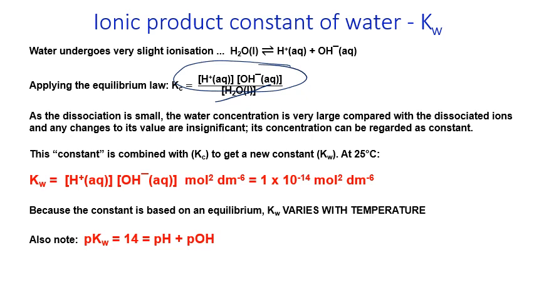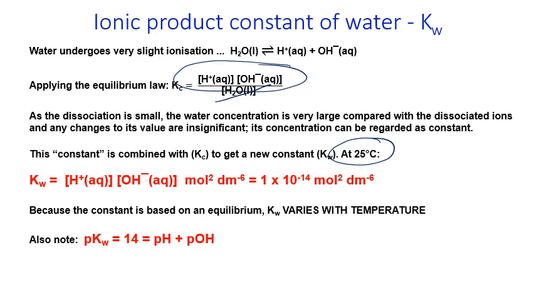So that means that the constant is combined with Kc to get a new constant, Kw, at 25 degrees. So it is temperature dependent. Kw equals the concentration of the protons times the concentration of hydroxides, in moles squared decimeters to the power of -6. Now, because the constant is based on the equilibrium, Kw, obviously this value will change as you change temperature. So that would mean, of course, that the pH of a solution, as we'll discover, changes with temperature. pH of water changes with temperature.